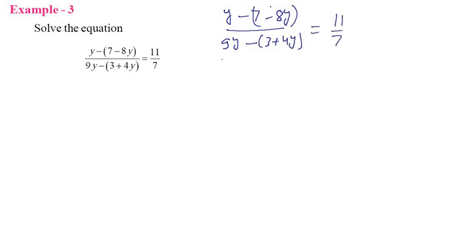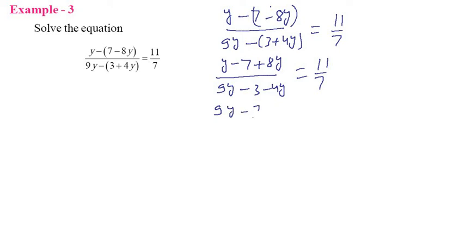Now first of all open the bracket. So upon 7, it is y minus 7 and plus 8y, the sign is changed, and here is 9 of y minus 3 and minus of 4y, equal to 11 upon 7. So y and 8y, that becomes 9y, and minus 7 upon. Here 9 minus 4 is 5y, and minus 3, equal to 11 upon 7.